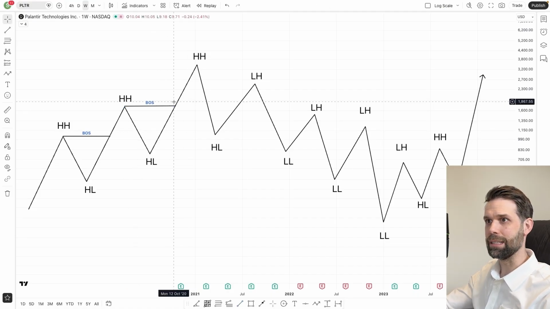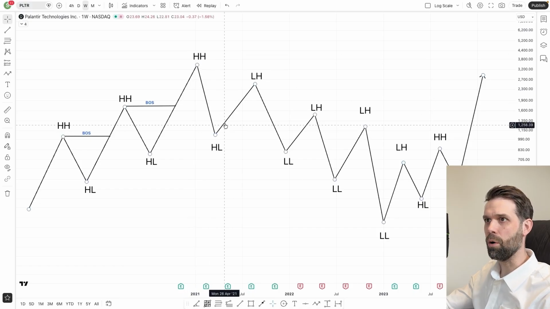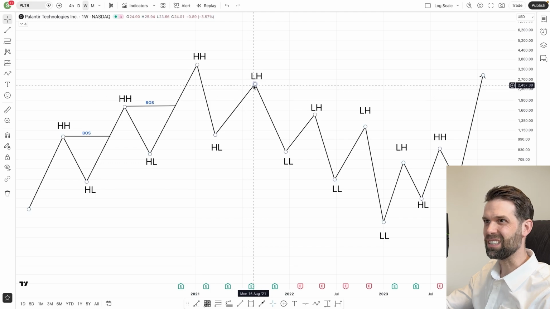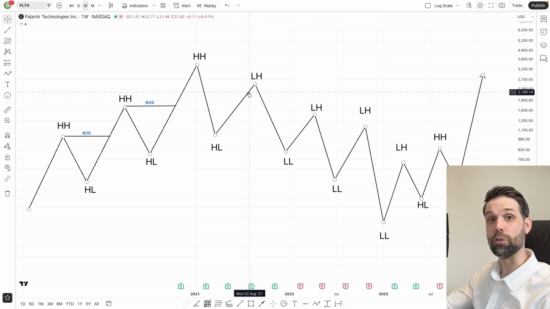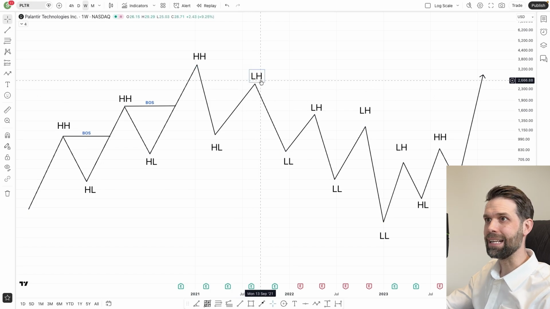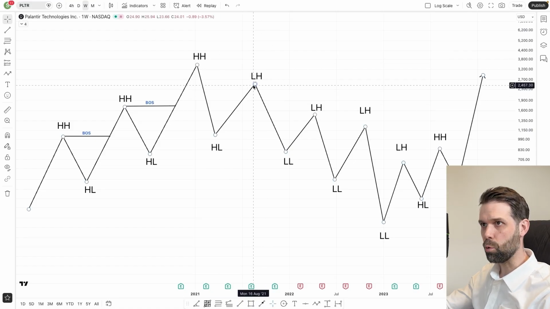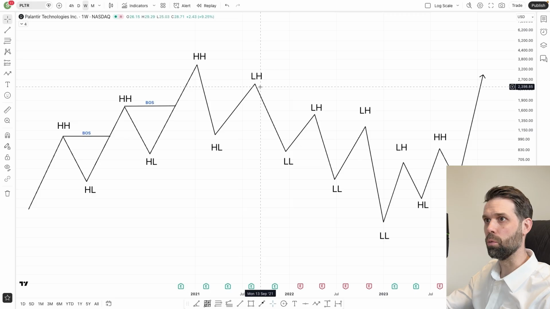The trend is continuing. We go up, we make another higher high, we make a higher low. Then what happens here is your first sort of sign of the market structure weakening a bit, where this high is now a lower high. This high is lower than this one. So we do not make a break of structure. We don't continue the trend. And it's a slight warning sign that things are looking a little weaker.